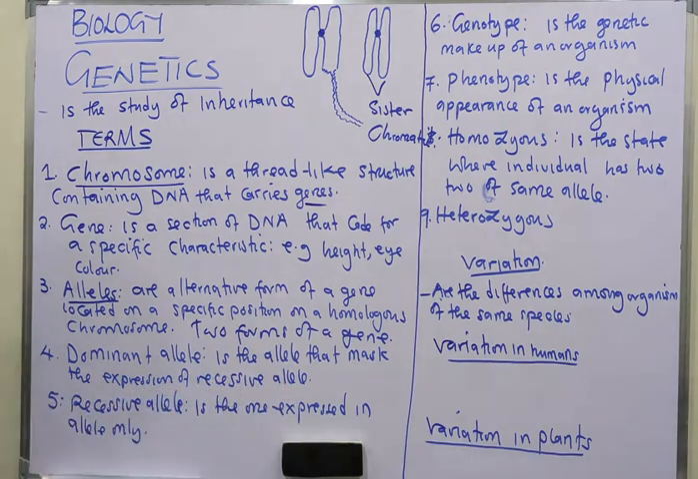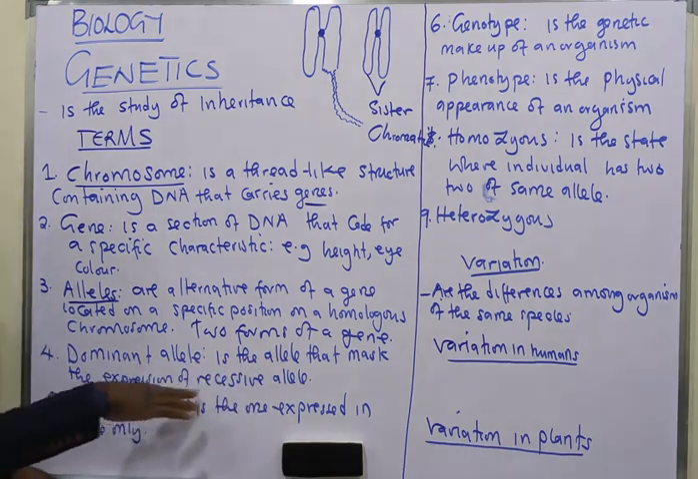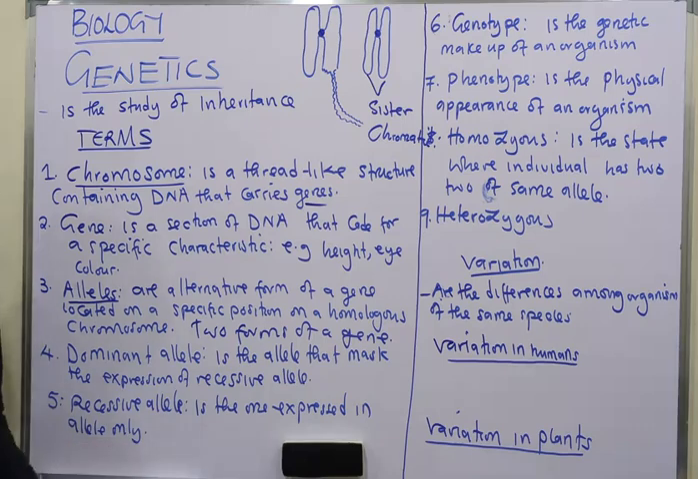Now let me break down this. This one also, you can define it maybe the simple way. Also you can say it is the one that is expressed in the phenotype. So a dominant allele, we can say, is the allele that masks the expression of the recessive allele, or we can say it is the one that is expressed phenotypically.